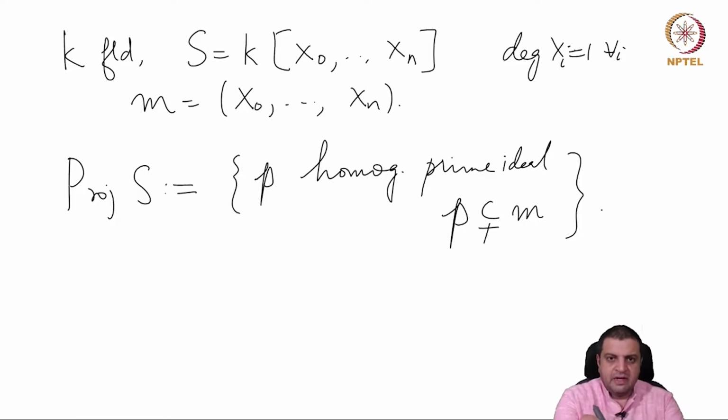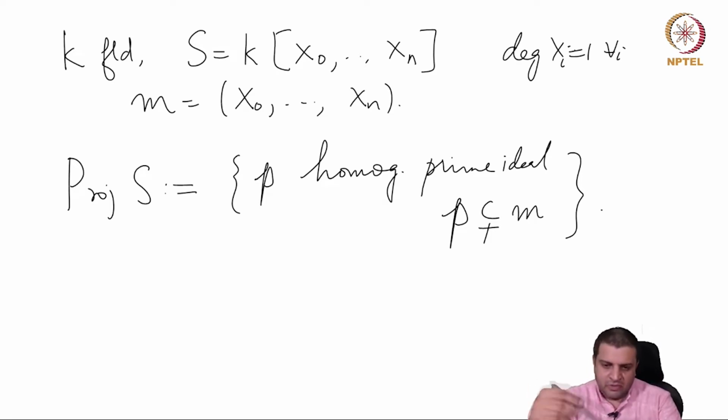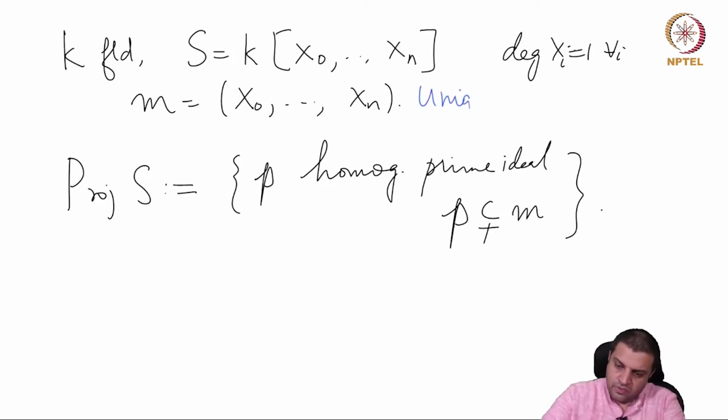Okay, so for us, K would be a field. This definition is restricted to the case where K is a field. The general definition is a little bit different, but we'll just keep it simple for ourselves. S is a polynomial ring in n plus 1 variables, x0 through xn, and the degree of xi is 1 for all i, and M is the homogeneous maximal ideal. This is the unique homogeneous maximal ideal.